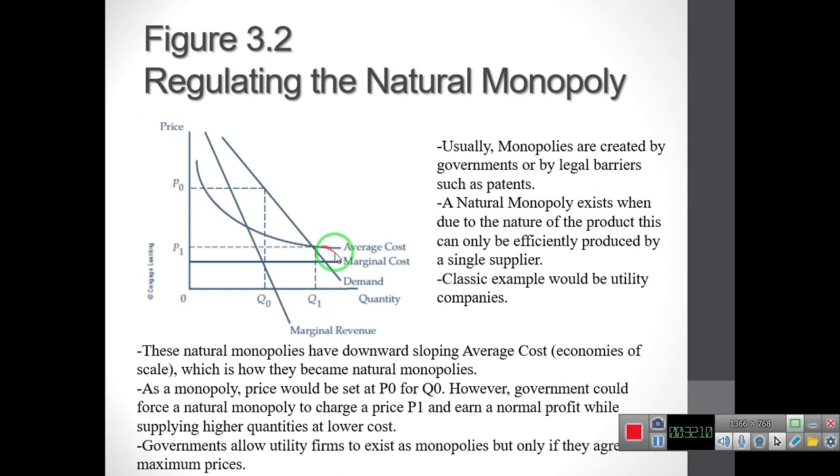So what the government is saying is, look, you'll have to charge an amount equal to where the average cost curve hits the demand curve. At that point, which will be Q1, P1, that's the price and that's the quantity that you will be allowed to operate. And as you can see, that will be a much lower price and a much higher quantity.